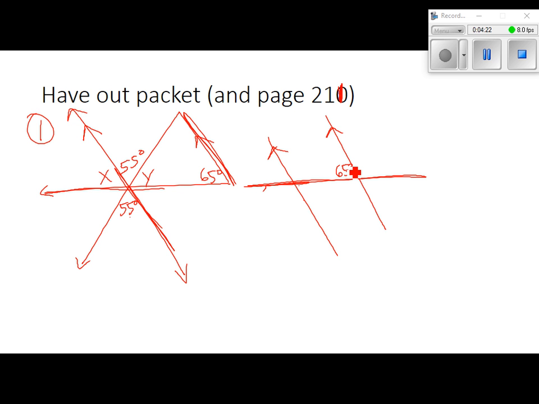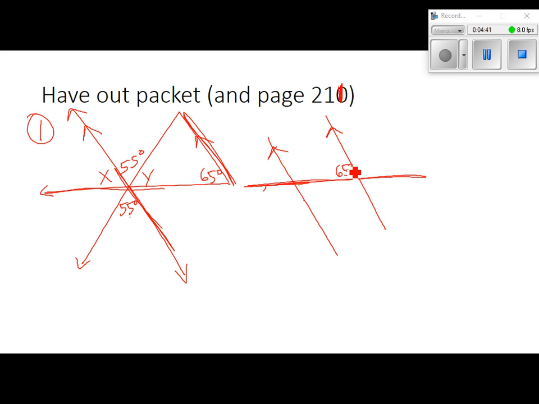What was another pair? Alternate exterior angles. Name me a pair of alternate exterior angles. 1 and 7. Alternate exterior angles. All right, they don't form anything. Name me another pair.